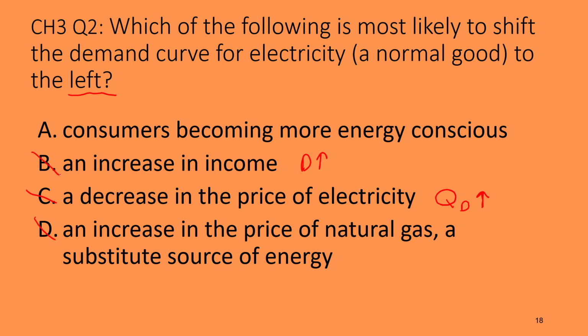And so we got A, as consumers become more energy conscious, that means that they're going to be more conscious about how much energy they're using and therefore going to want to use less. That's something that's going to cause the demand to go down or shift to the left, which is what we're looking for. So A is the answer on this particular question. So again, as you get a question like this, it might make sense to go through the answer choices and see which one makes the most sense. Remember that if it's a change in the current price of the good itself, that is quantity demanded, not demand. So make sure you understand that difference moving forward.